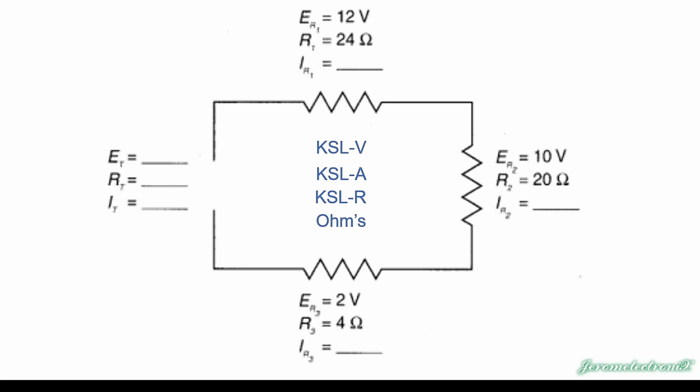Now, the final answer probably should be converted to engineering prefix notation. We won't do that on this one. But also, if you remember KSLA, KSL amps for intensity or current, if you know one of these, then you know it's the same everywhere. So 12 divided by 24 is 0.5 amps, and 10 divided by 20 is 0.5 amps, and 2 divided by 4 is 0.5 amps, and 24 divided by 48 is 0.5 amps.